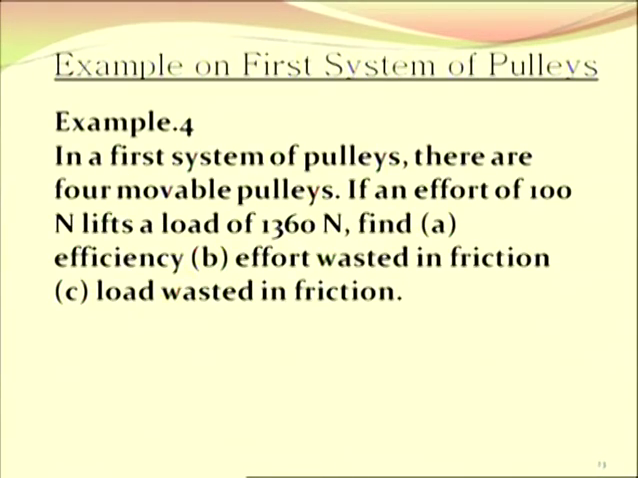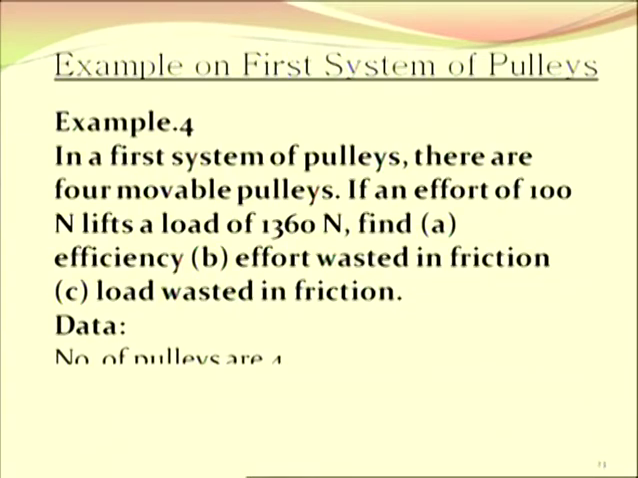Data given in the example: in a first system of pulleys there are 4 movable pulleys. If an effort of 100 Newton lifts a load of 1360 Newton, find A. efficiency, B. effort wasted in friction, and C. load wasted in friction. So here there are 3 things we have to find out. First is efficiency, then effort lost in friction, and then load lost in friction.